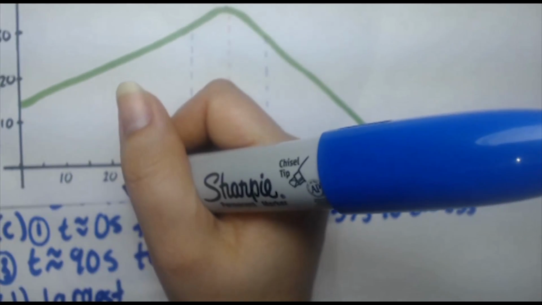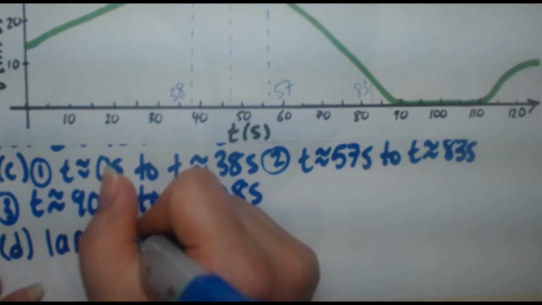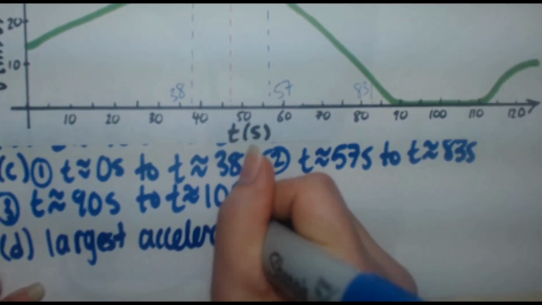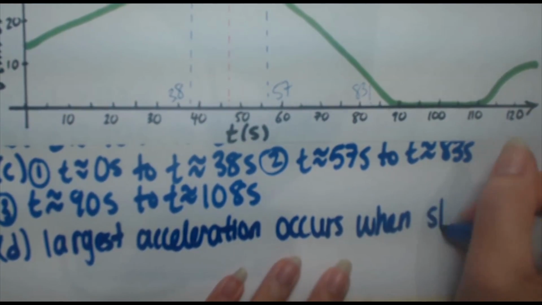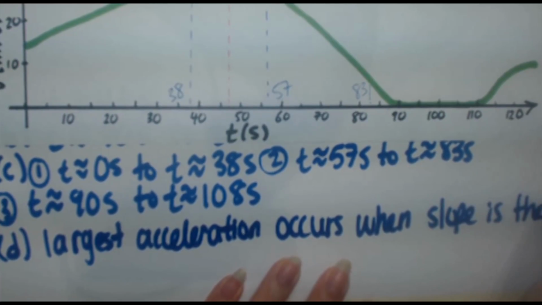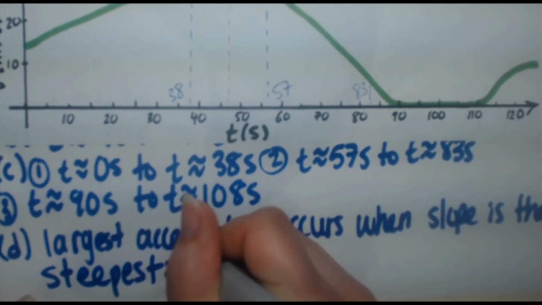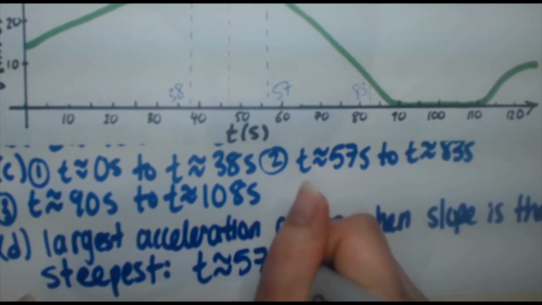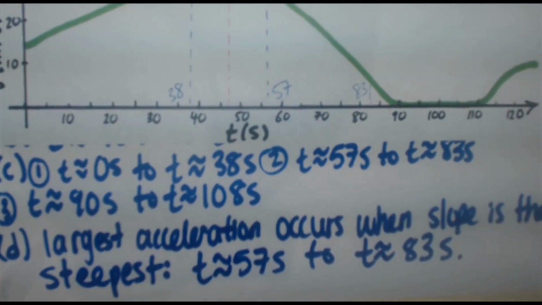Okay, so let me just shift that up a little bit. Okay, so the largest acceleration occurs when the slope is the steepest. And this occurs from t is approximately 57 seconds to t is approximately 83 seconds. Again, maybe when you look at the graph, you see a little bit different values. That's why I'm using the approximate symbol. Okay, yours might be plus or minus 1 or 2 seconds.